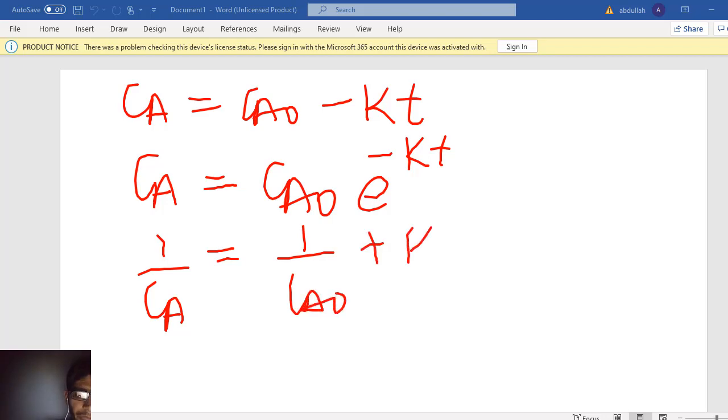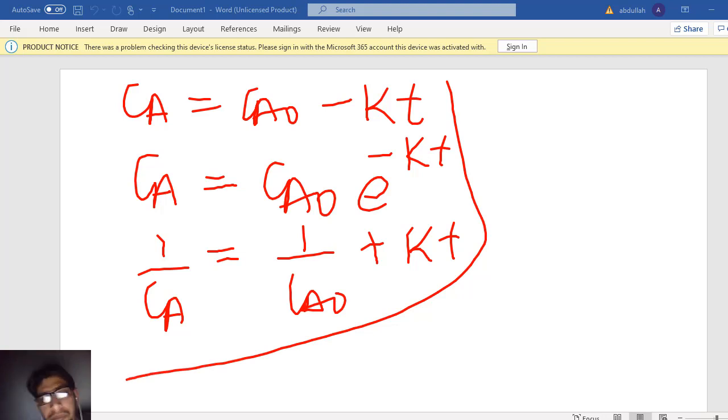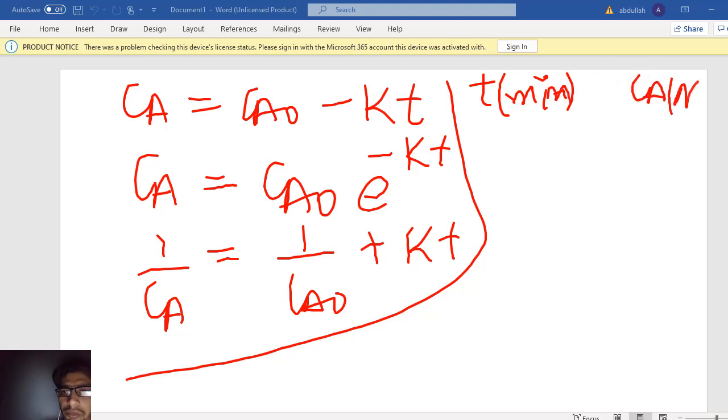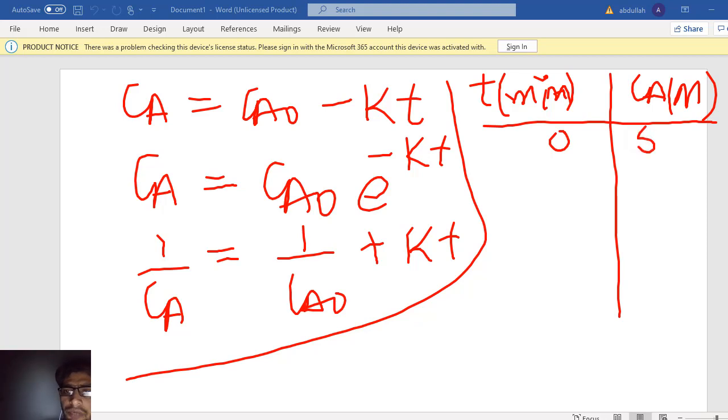Now in a batch reactor in the lab, suppose someone has performed some experiments and obtained data about time and concentration. Suppose this is the time in minutes, and this is the concentration of A in molarity, moles per liter. At time t = 0, suppose the concentration of A was 5 molar.